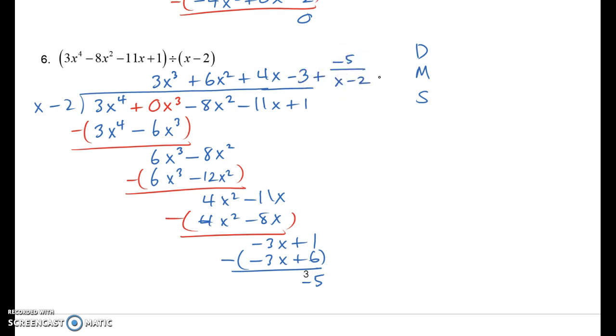Now normally you could write subtraction where I have the addition sign before the remainder, but I'm going to advise that you always write the remainder as plus even if it's a negative fraction, and we'll talk about why during class.